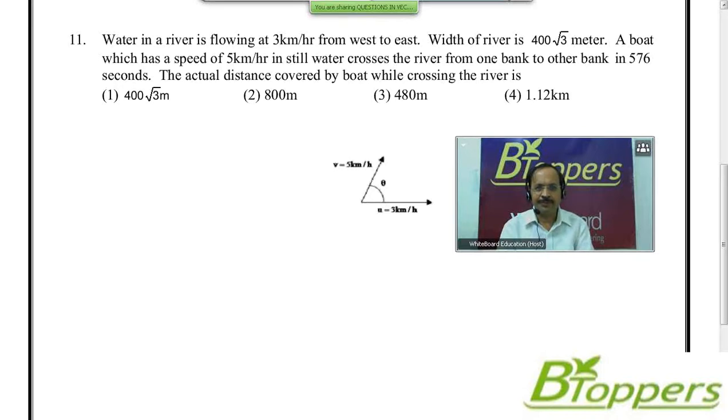See the question number 11 again, which we have shown you on the screen earlier. Water in a river is flowing at 3 km per hour from west to east. Width of river is 400 root 3 meter. A boat which has a speed of 5 km per hour in still water crosses the river from one bank to the other bank in 576 seconds. The actual distance covered by the boat while crossing the river is, you are given 4 options there.